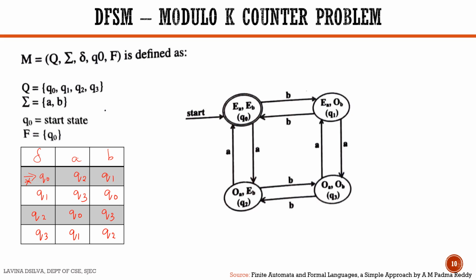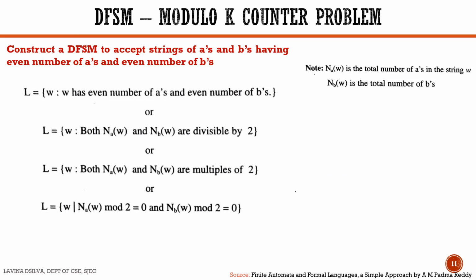The same can be listed out as a transition list. The same question can be asked in different formats. Here the statement of the question was to construct a DFSM to accept strings of A's and B's having even number of A's and even number of B's. The second way is to construct a DFSM to accept a language which consists of strings W such that W has even number of A's and even number of B's. The third way is: number of A's in W and number of B's in W are divisible by 2. The fourth way is: number of A's and number of B's in W are multiples of 2.